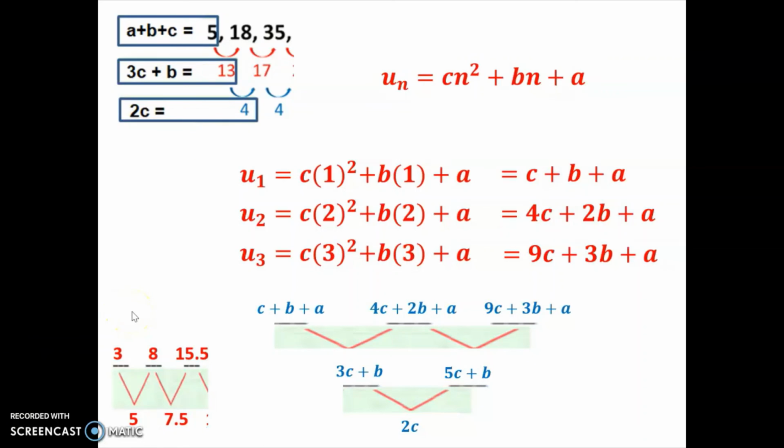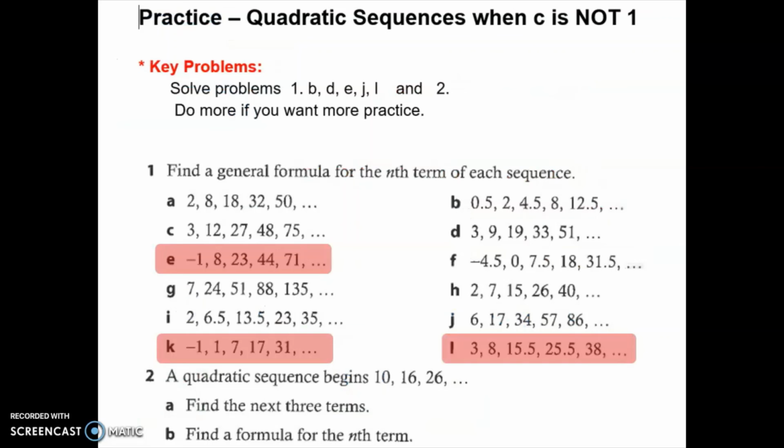And of course, don't forget, there's more to practice. If you got some energy left and you want to become a master, go back to our problem set. We already did E, K, and L. See how many more you can do.